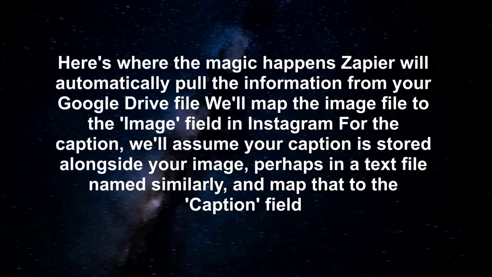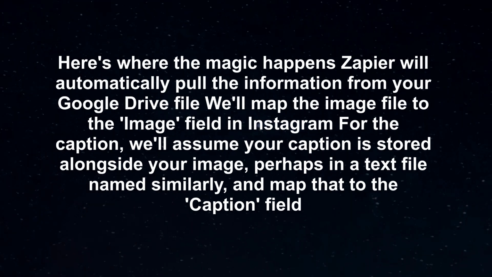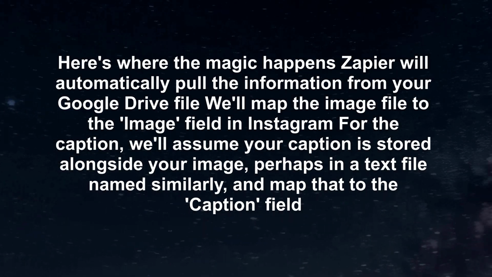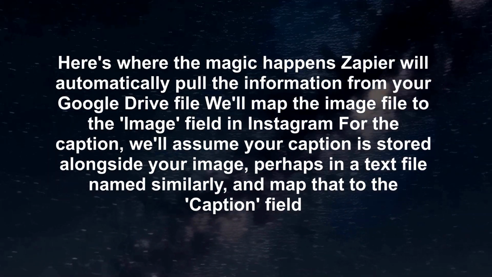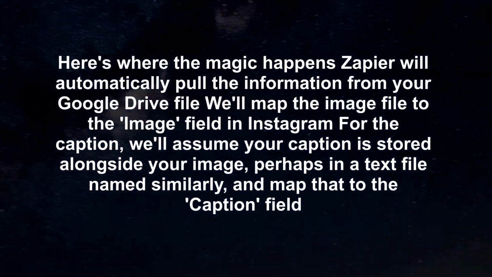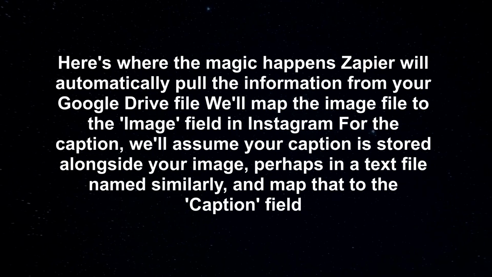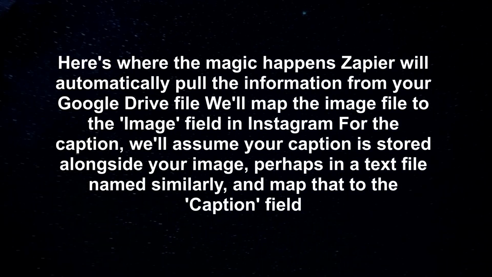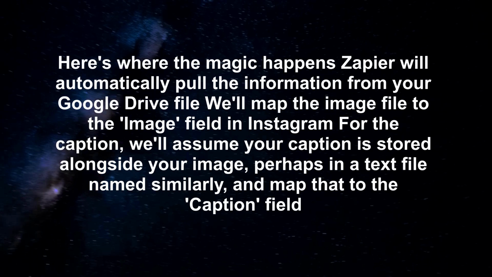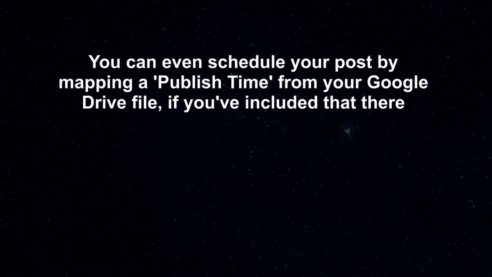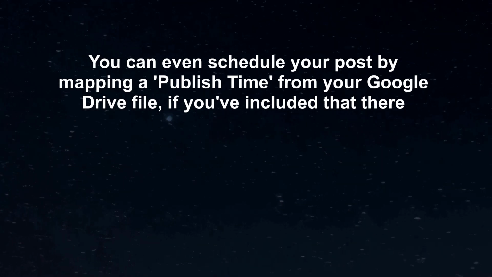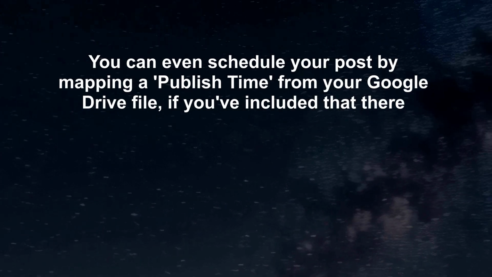Here's where the magic happens. Zapier will automatically pull the information from your Google Drive file. We'll map the image file to the image field in Instagram. For the caption, we'll assume your caption is stored alongside your image, perhaps in a text file named similarly, and map that to the caption field. You can even schedule your post by mapping a publish time from your Google Drive file, if you've included that there.